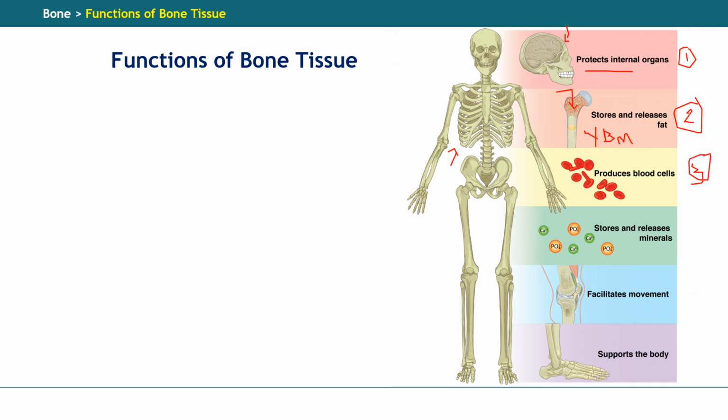Now we're going to move into the third one. You remember that I told you about the yellow bone marrow. Now we also have the red bone marrow that is going to be important, because again it's inside of specific bones, and it allows the production of blood cells. Red blood cells are produced there. Okay, so we talk about protection, storage of fat, and production of cells.